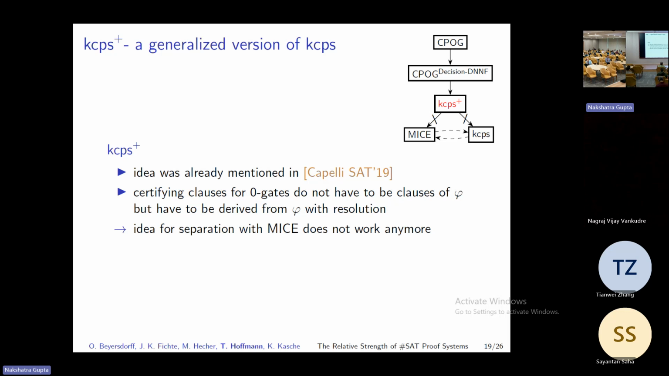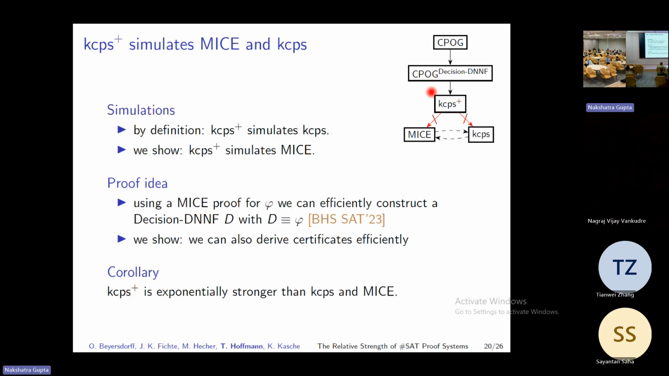And yeah, now this system obviously is as strong as resolution on unsatisfiable formulas. So the whole idea for this separation between these two systems does not work anymore. And in fact, we can show that there is no separation at all because this resulting system here simulates mice. And it also simulates KCPS. But this simulation, that KCPS plus simulates KCPS, is by definition more or less. So we only have to show this left arrow here.